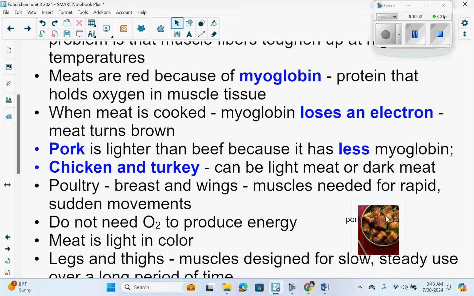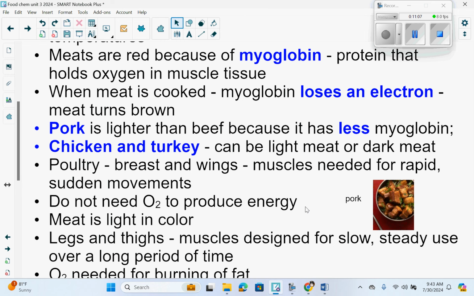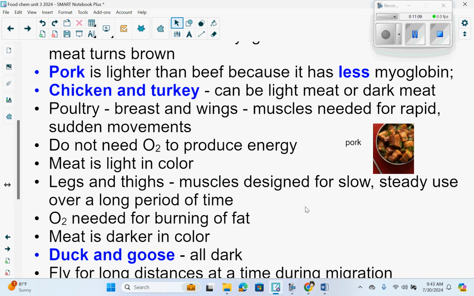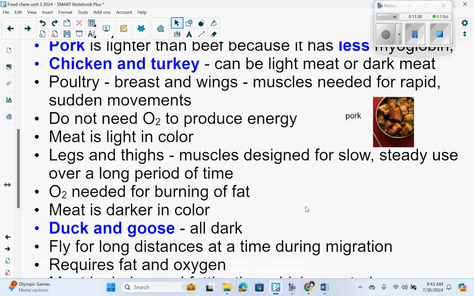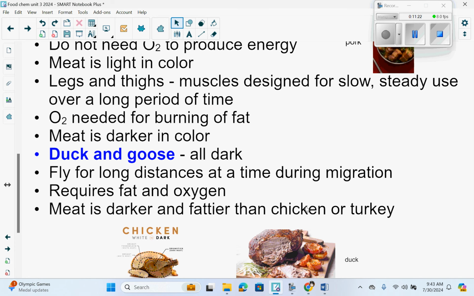Poultry. This is pork. Poultry, breasts and wings. These muscles in the birds themselves are needed for rapid, sudden movements. They do not need a lot of oxygen to produce energy, so that meat is often lighter in color. Legs and thighs, these muscles are designed for slow, steady use over a long period of time. Oxygen is needed for burning fat, so that meat is darker in color.